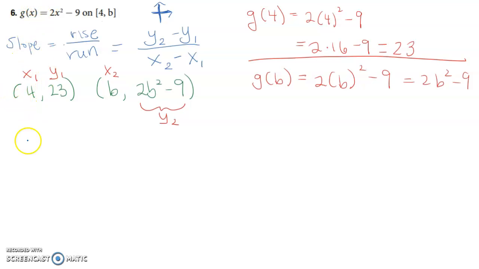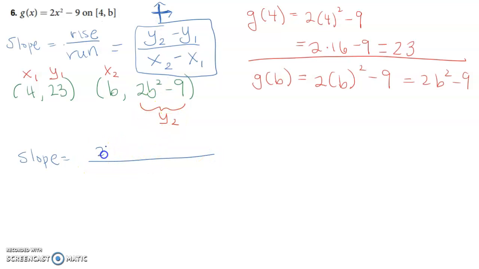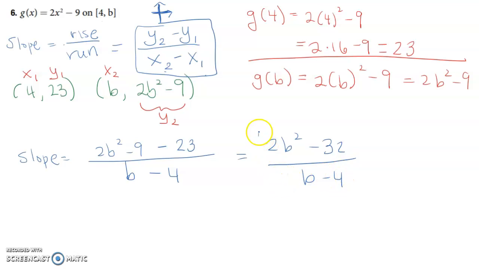I'm going to continue with the slope, using this formula. y2 is 2b squared minus 9, and we're subtracting y1, so that's minus 23. That over x2 minus x1, so that's b minus 4. Altogether we have 2b squared minus 32 all over b minus 4. So this is going to be our answer for 6.